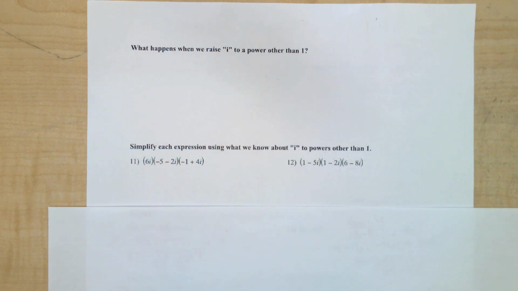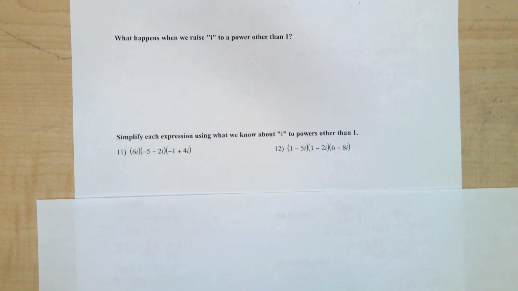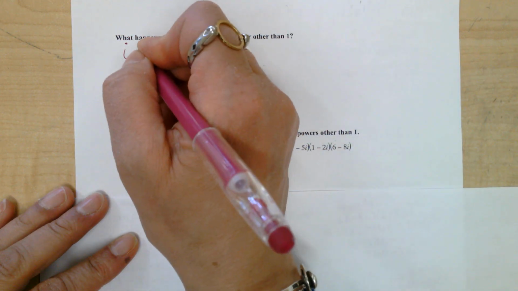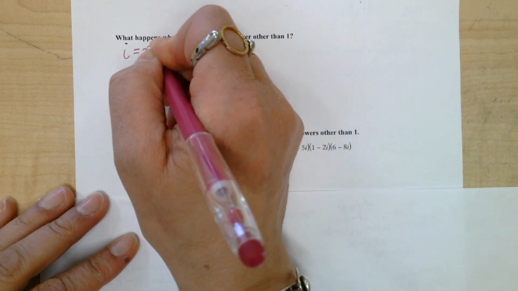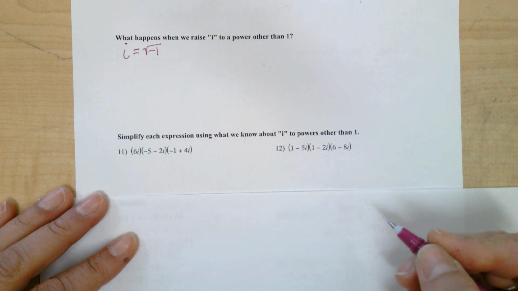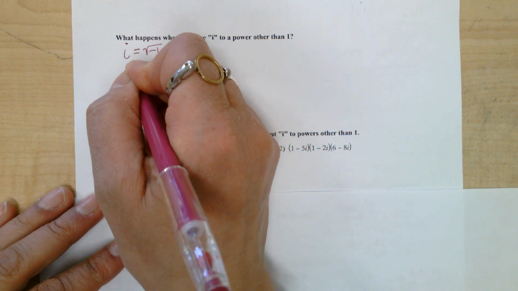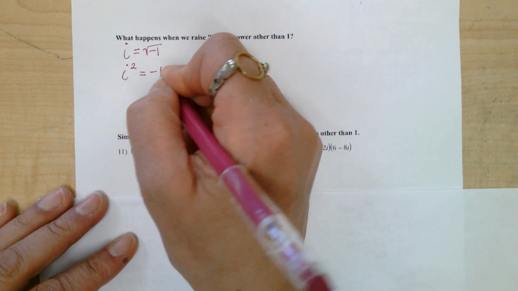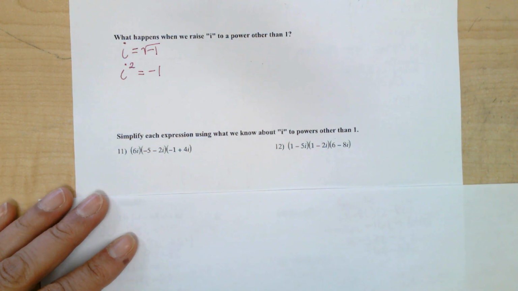Okay, what happens when we raise i to a power other than 1? So we know that i to the power of 1 gives us the square root of negative 1. We learned today that i squared, we're going to square root, inverse operations, they undo each other, so we're just going to get negative 1.